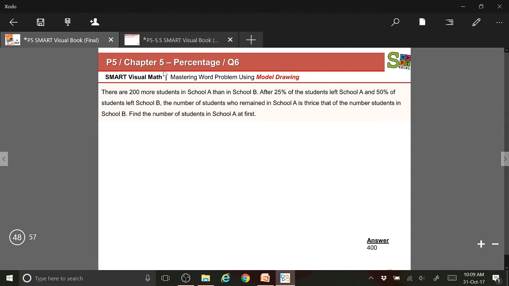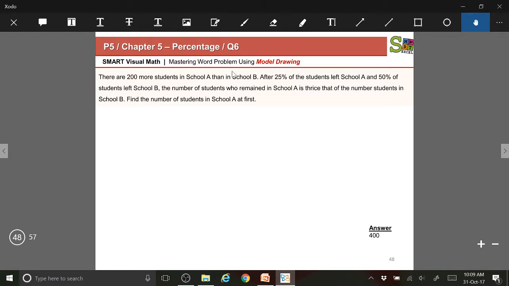Okay, so we're gonna go for our second reading. There are 200 more students in A than B. After 25% of students left School A, 50% of students left School B. The number of students who remain in School A is thrice the number of students in School B. Find the number of students in A at first.